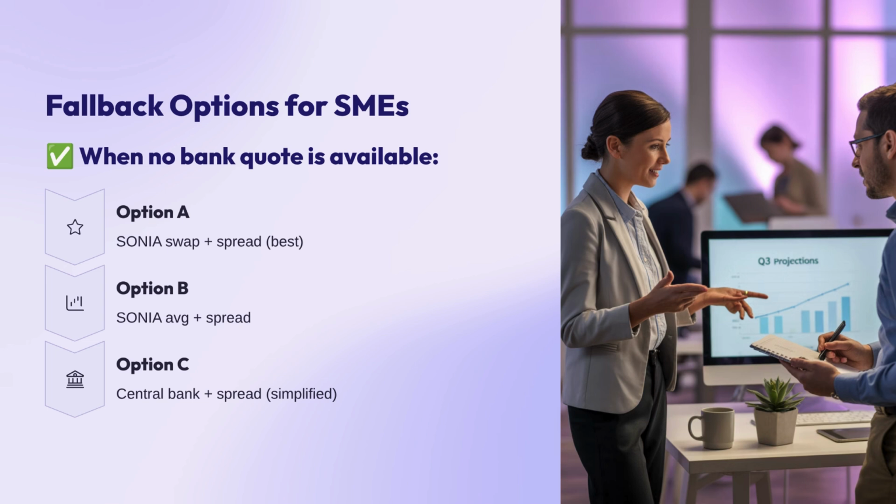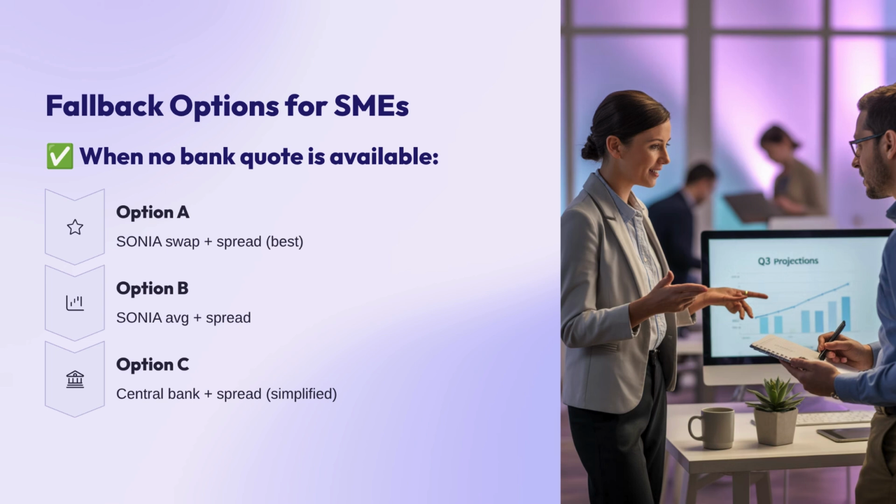In addition, the credit spread can be derived by taking the difference between the interest rate on a recent or current loan and the underlying bank base rate. This difference represents the implied credit spread. You're not expected to over-engineer this, but you are expected to explain how you arrived at the rate.